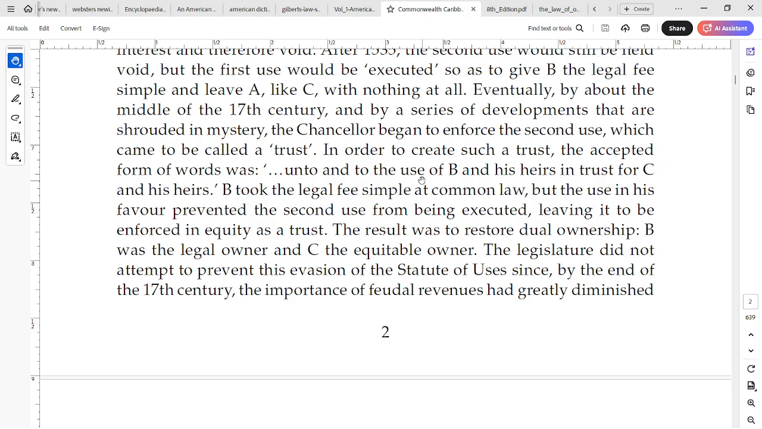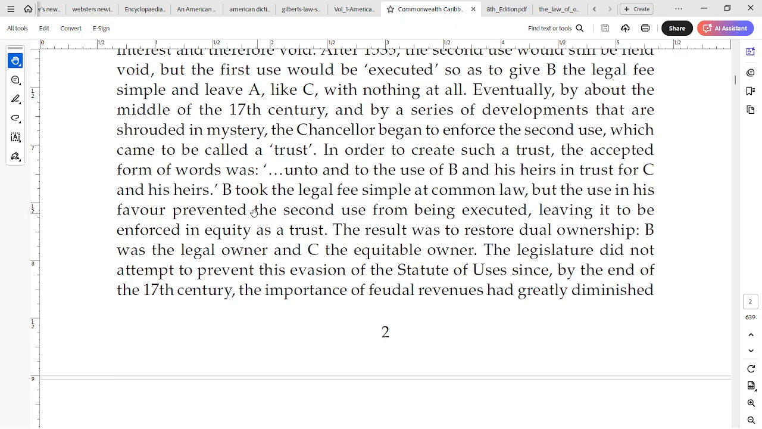Due to the Statute of Uses 1535, when that was executing the first use, they turn it around, they circumvent it by creating the trust. B would take the legal title, so he executed the use, he executed the Statute of Uses immediately. As soon as he took legal title to the land, B executed the statute and expressed and created a trust for C.